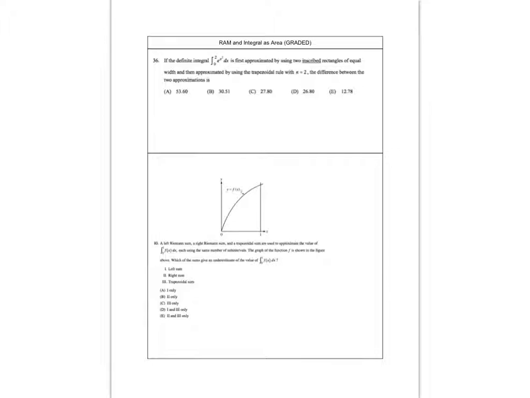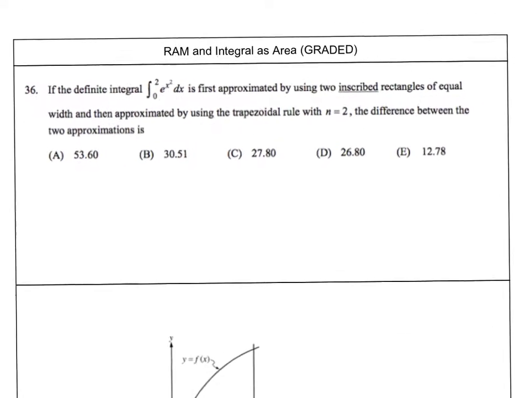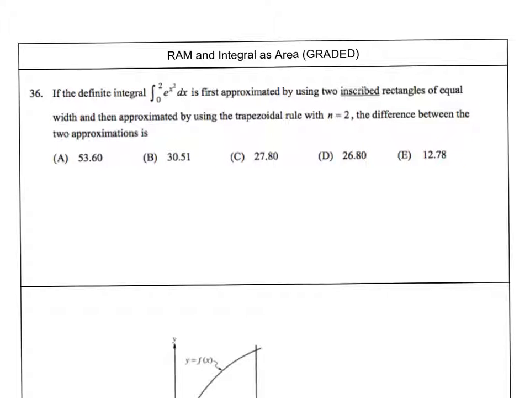Next up, we've got some integrals, area, and RAM stuff. For the first problem, we're talking about the integral of e to the x squared dx, and it's approximated using 2 inscribed rectangles of equal width, and then approximate with the trapezoidal rule with n equals 2. Oh boy.